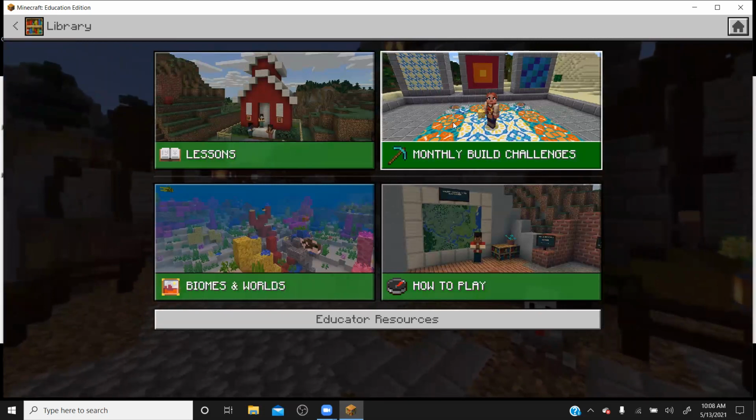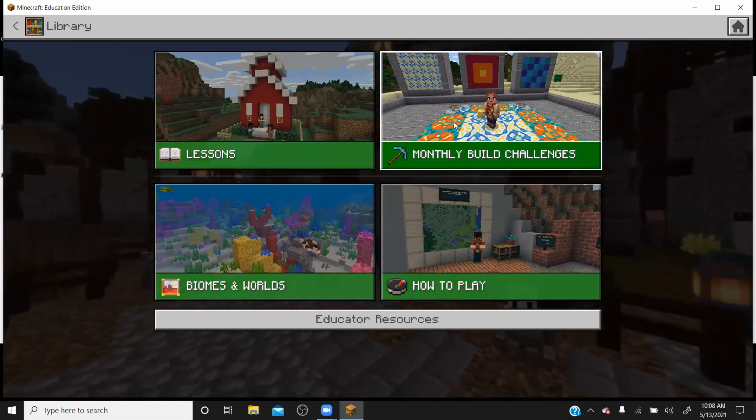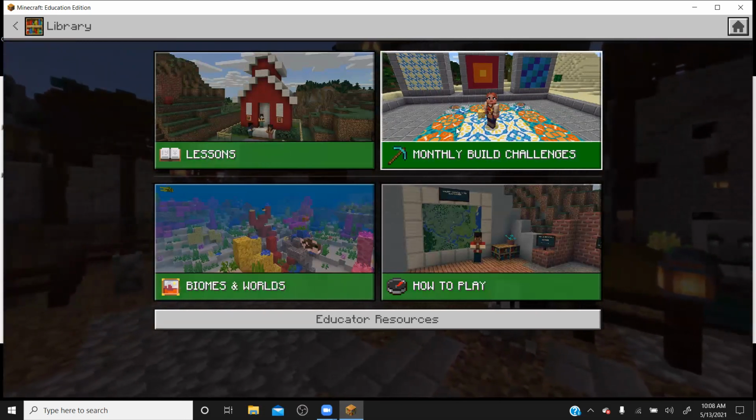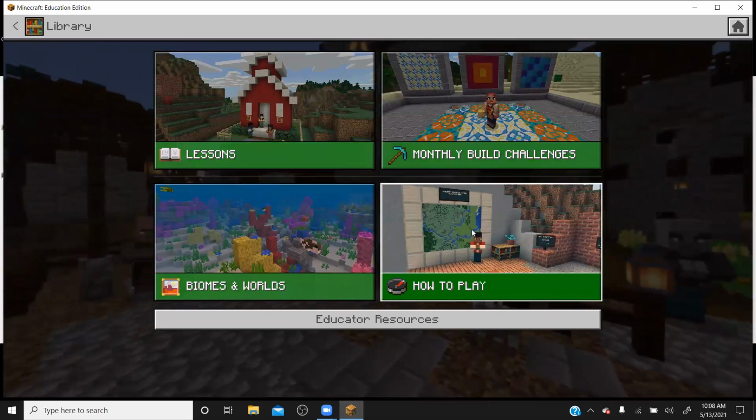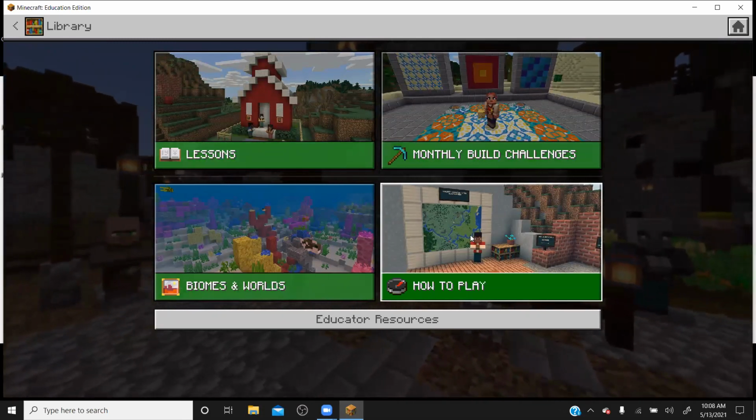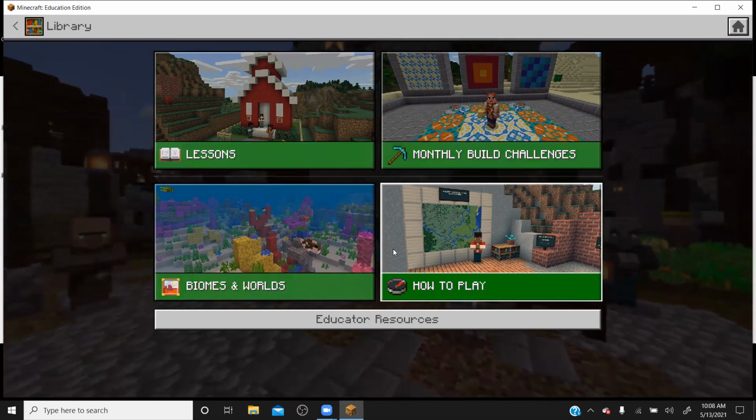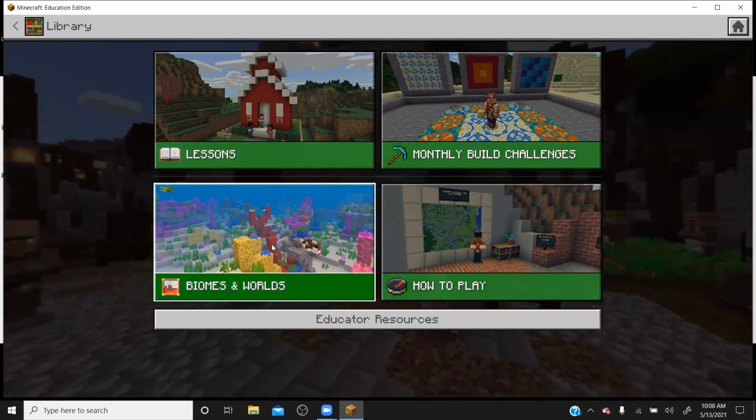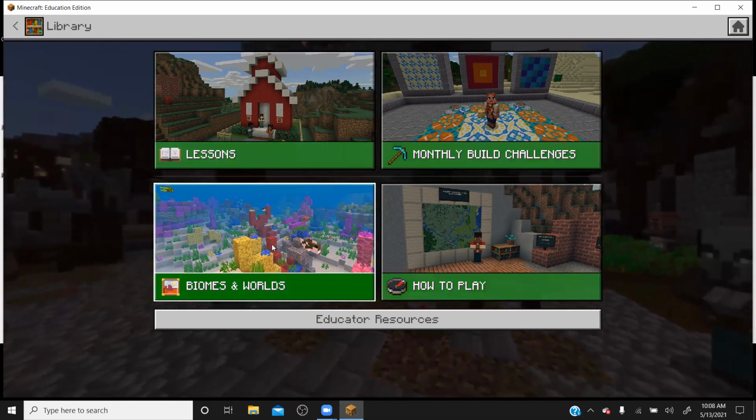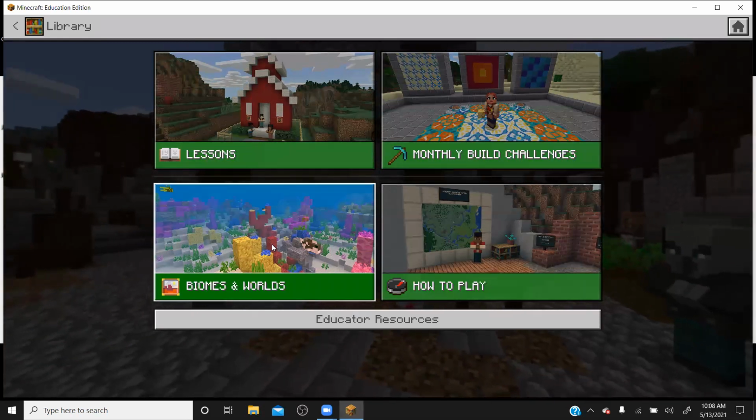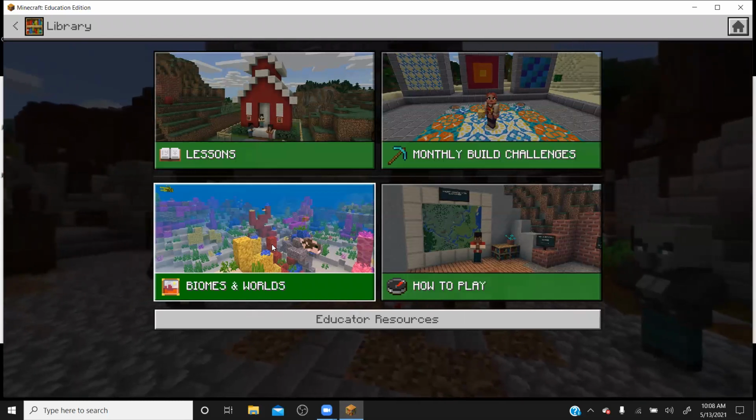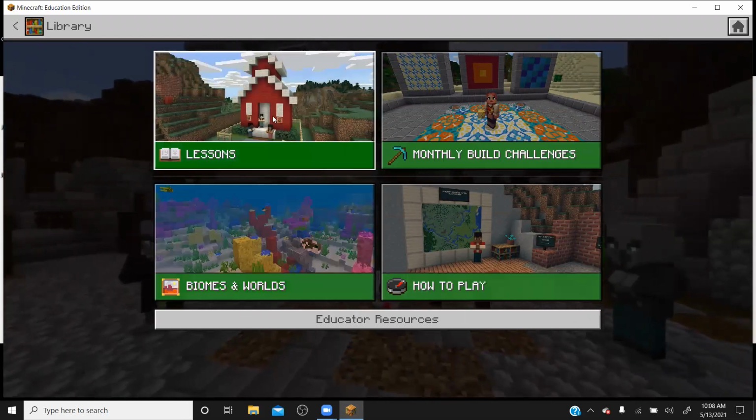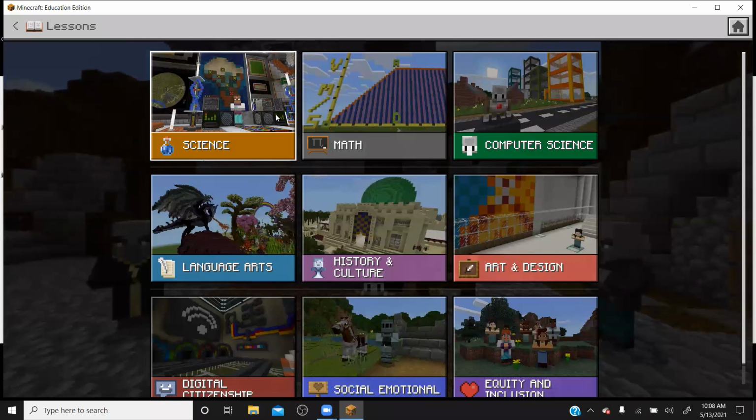Every month, Minecraft provides some cool challenges, things that you might try to build to have a lot of fun doing. This little thing, Eric explains how to play. If you've never played Minecraft, this will kind of explain some of the intricacies. The biomes and worlds are where you will find areas that you can build and do free building, work creatively in worlds that are designed around oceans or deserts, or maybe frozen tundra. We're going to look, though, at the lessons they have.